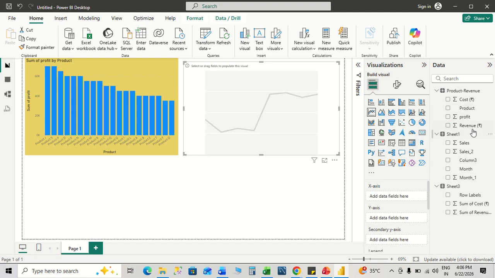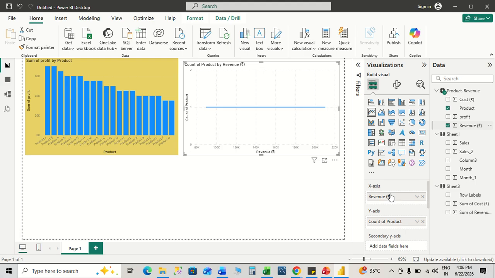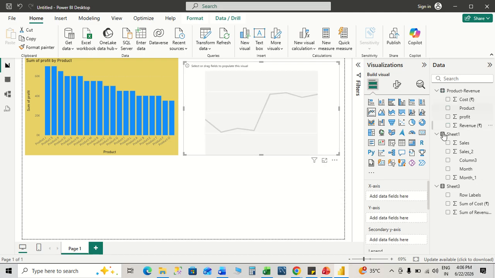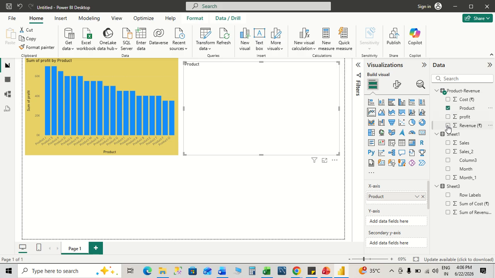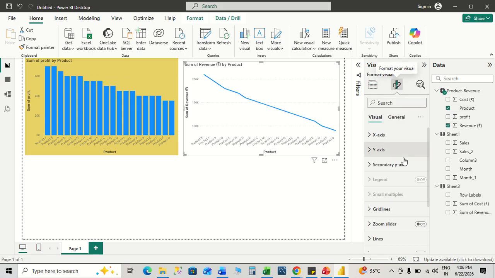where is the product? If I put product into the y-axis and revenue into the x-axis, what happened then? Straight line. So better, let's choose product into the y-axis and revenue into the x-axis, and give a color.